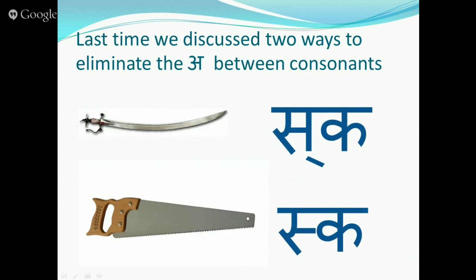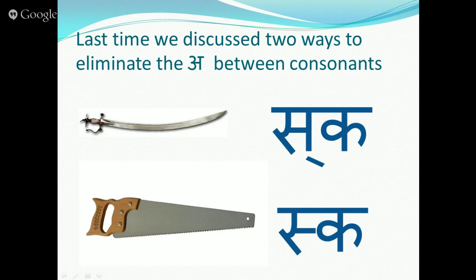The last time we discussed this situation, how to eliminate the sound in between consonants. One method is that dash line, which you will rarely ever see. And then the second method was the saw. Now we chopped some of these letters in half and combined them with other letters.